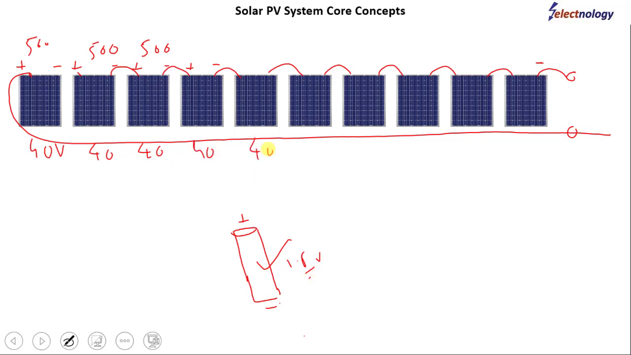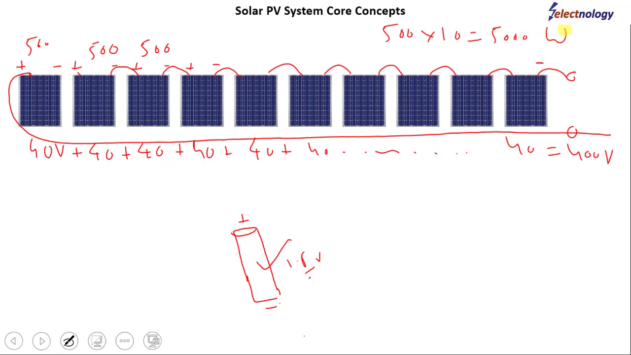Okay, now when we connect them in series, these volts of the PV modules shall sum up. That means they all shall sum up, okay? And if there are 10 modules, this shall be 400 volts while this combination of PV modules is operating. And how much power? It shall be 500 obviously into 10, and that shall be 5000 watts.